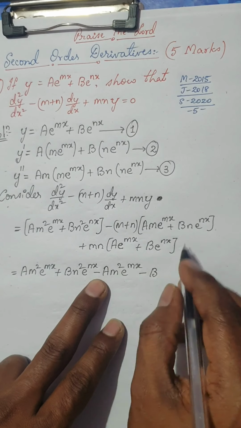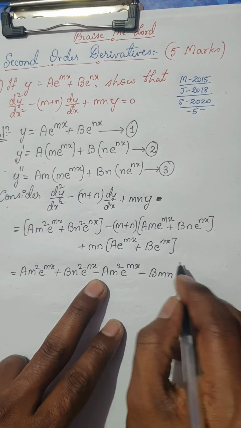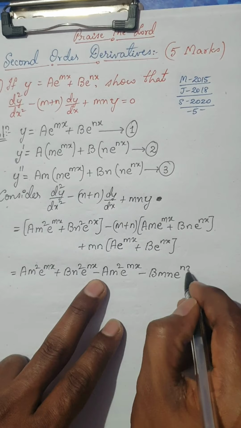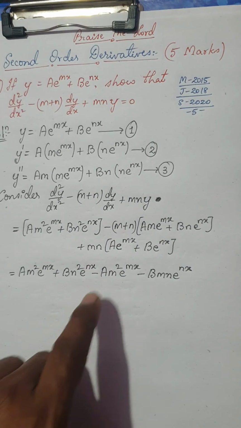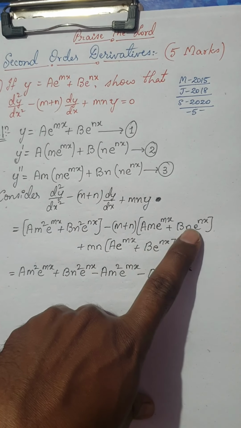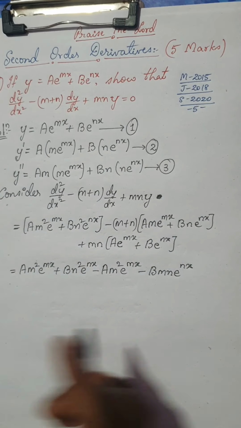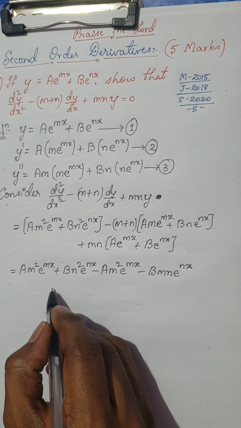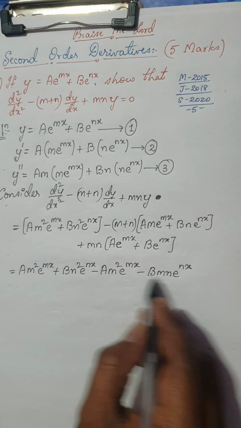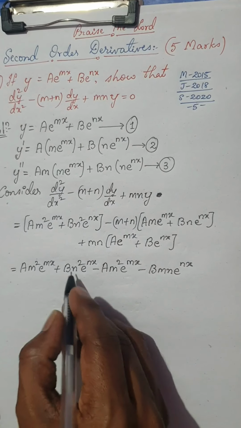Here I have n. Here I have n. So b mn into e power nx. Is it clear? Here I have just multiplied minus m to this term. Okay, so I don't have a space here. I'm going to continue. If possible, make sure you write the entire thing in a single step.